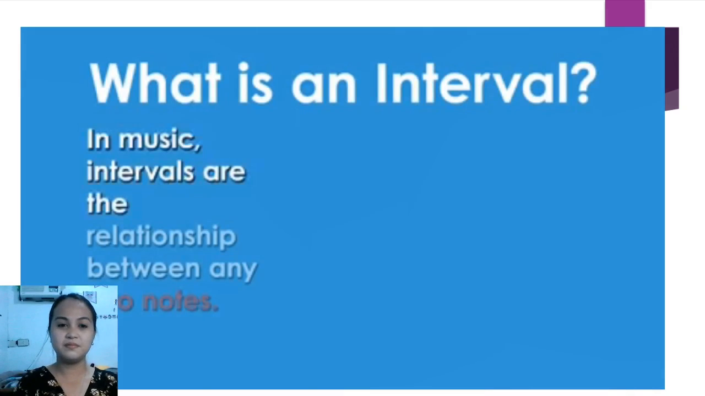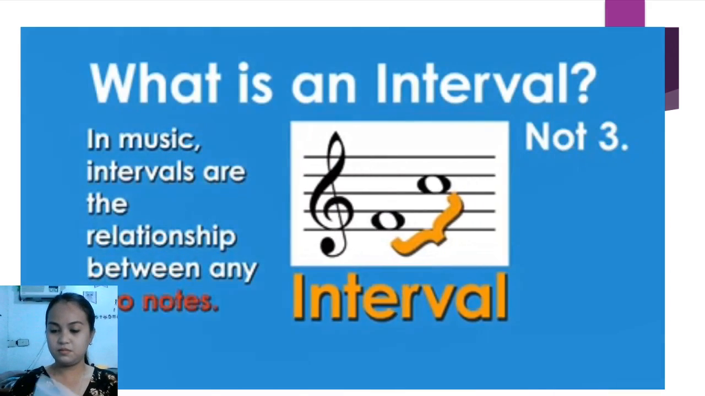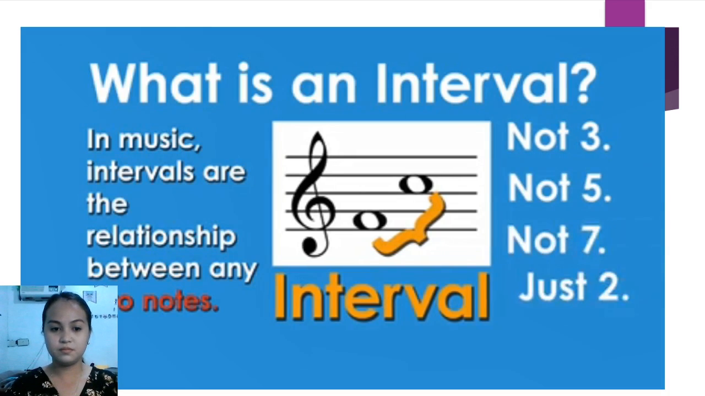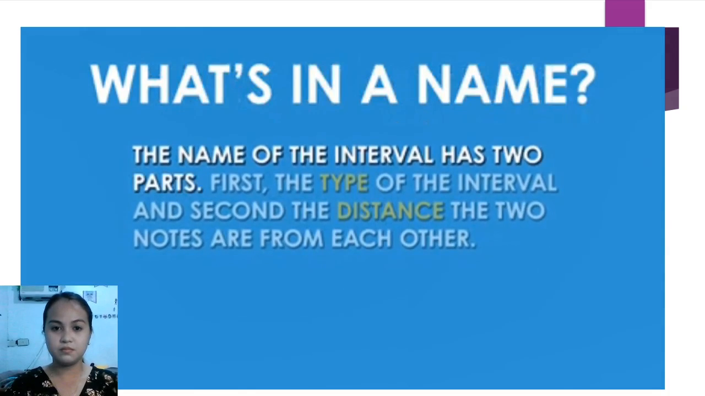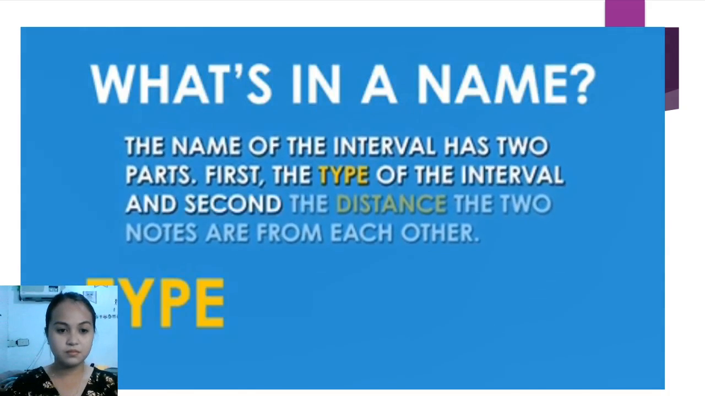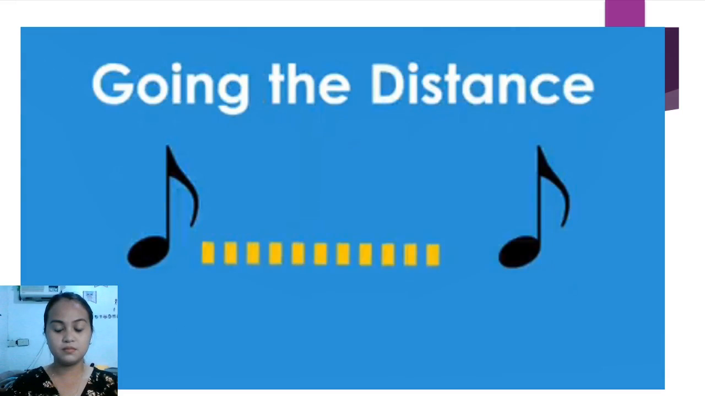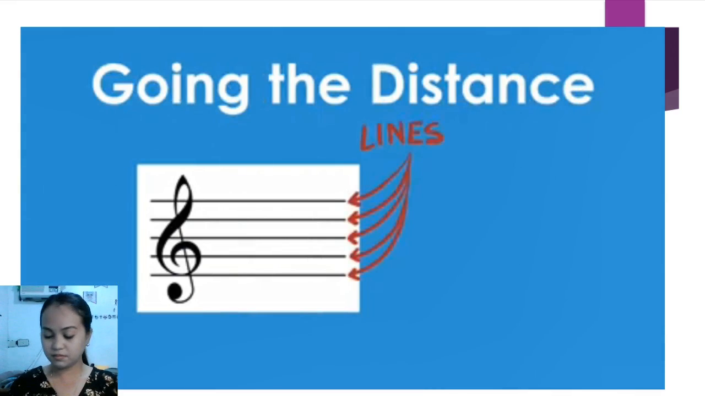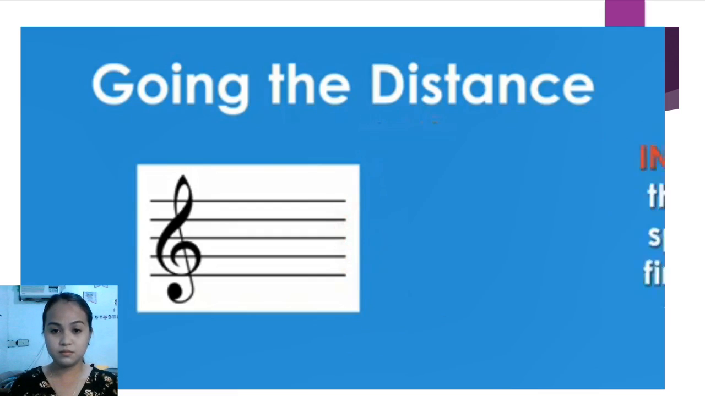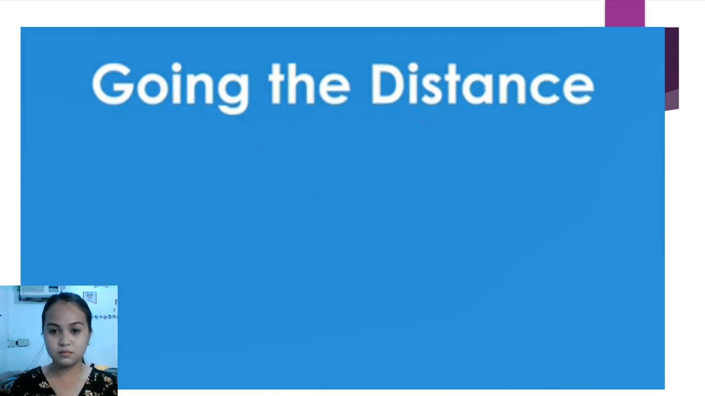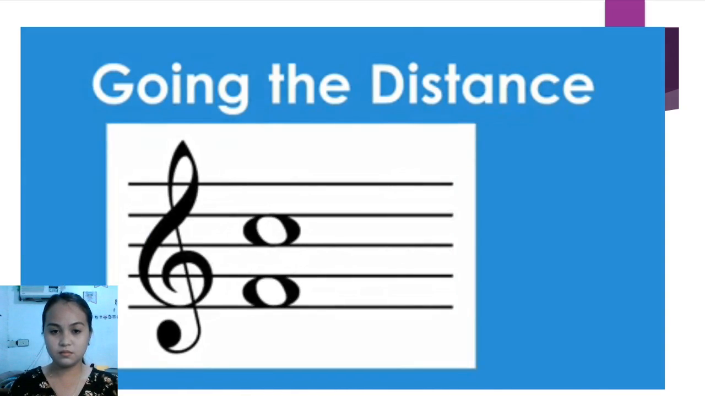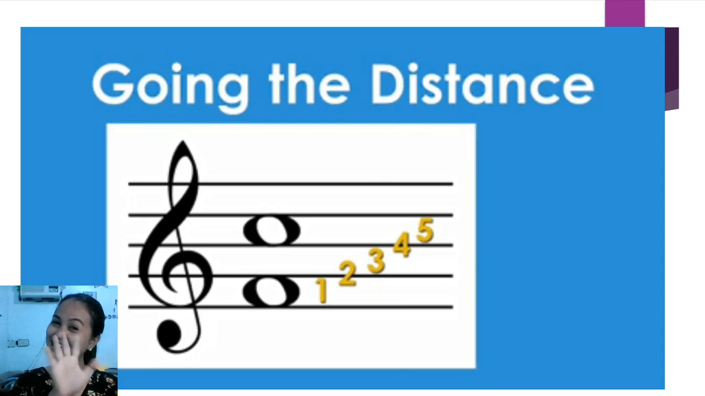In music, intervals are the relationship between any 2 notes. The name of the interval has 2 parts. First, the type of the interval, and second, the distance the 2 notes are from each other. To find the distance 2 notes are from each other, count the lines and spaces on the staff separating the 2 notes, including the line or space the first note is on. For example, if we have this F and C on the treble clef, we will count the F space as 1, the G line is 2, the A space is 3, the B line is 4, and the C space is 5. So the distance these 2 notes are from each other is a fifth.